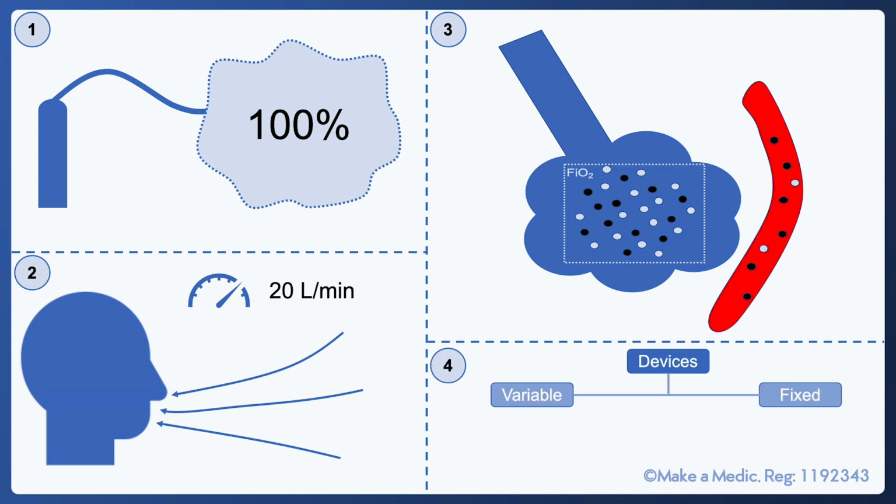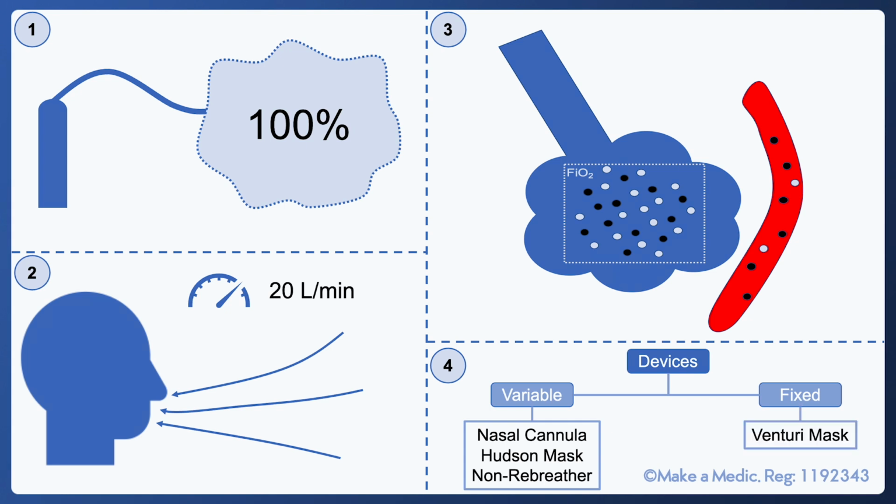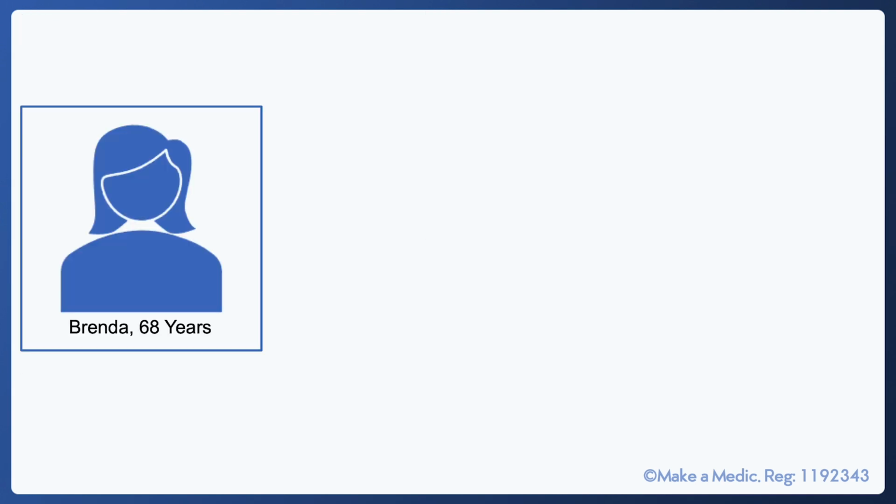Finally, there are two groups of oxygen delivery devices, fixed and variable. Variable delivery devices cannot guarantee the FiO2 that is achieved. This includes a nasal cannula, Hudson face mask, and non-rebreather mask. Venturi masks are an example of a fixed delivery device, and we will discuss how this is achieved later on. The way in which these four principles fit together in a clinical context is best understood through an example.